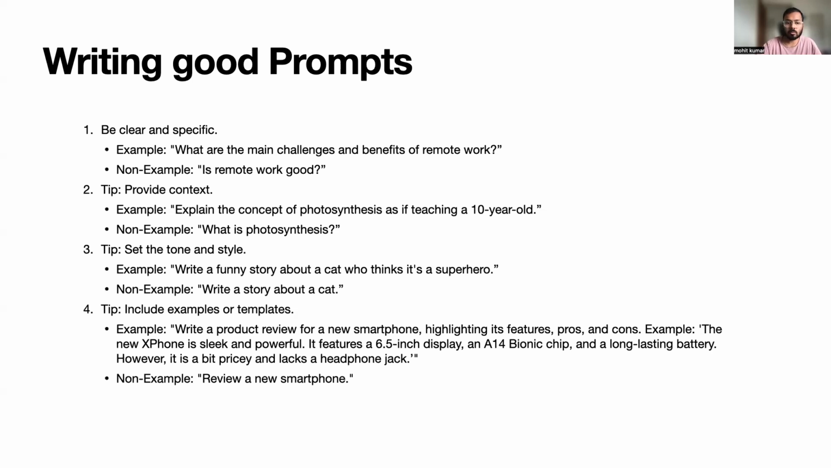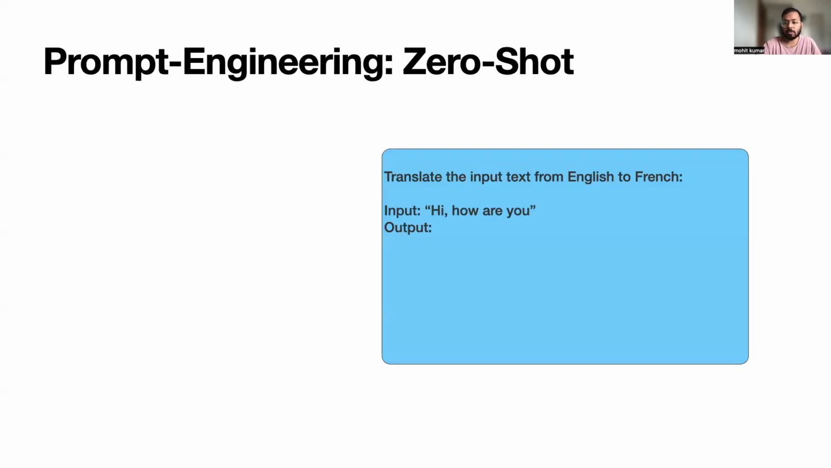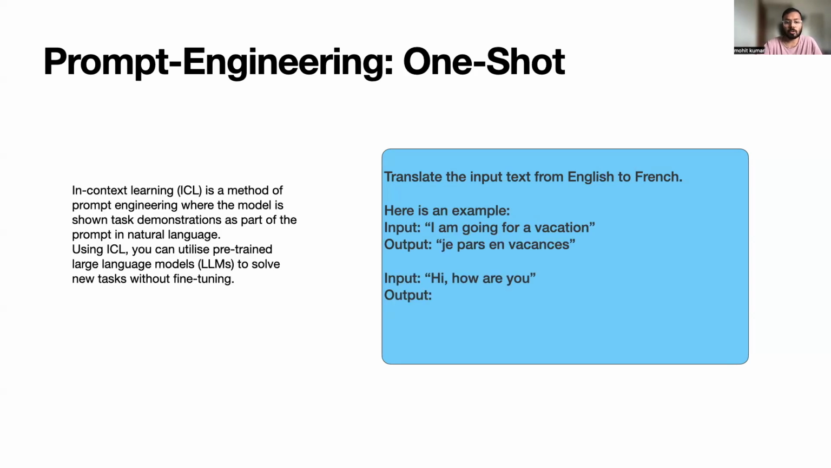Okay. So now, prompt engineering is what we have been talking about until now, where we are saying we should write good prompts. And the zero shot prompt is something where you just ask it to do something without giving any example. So, for example, here you see that in the prompt we are saying translate the input text from English to French, and we give it the input, hi, how are you, and the output we expect the LLM to fill in, right?